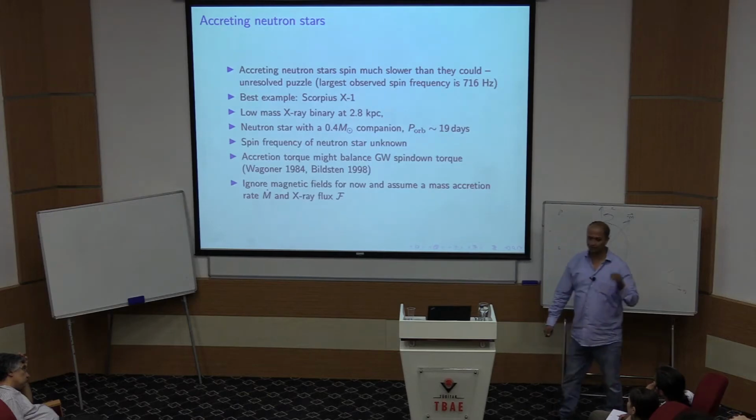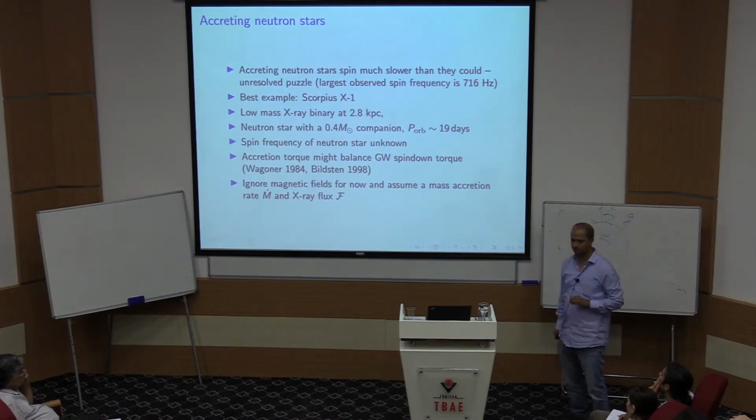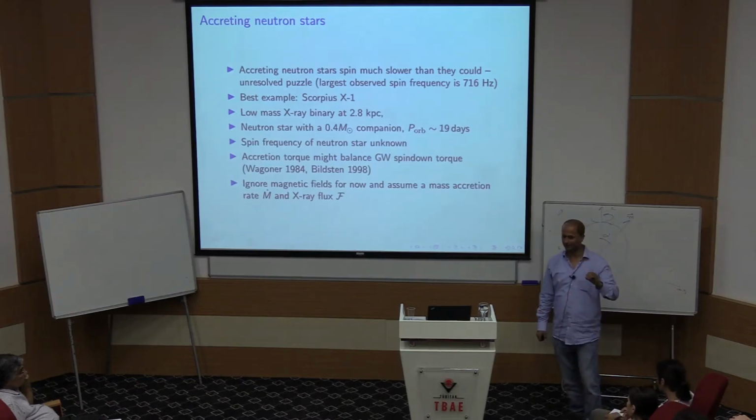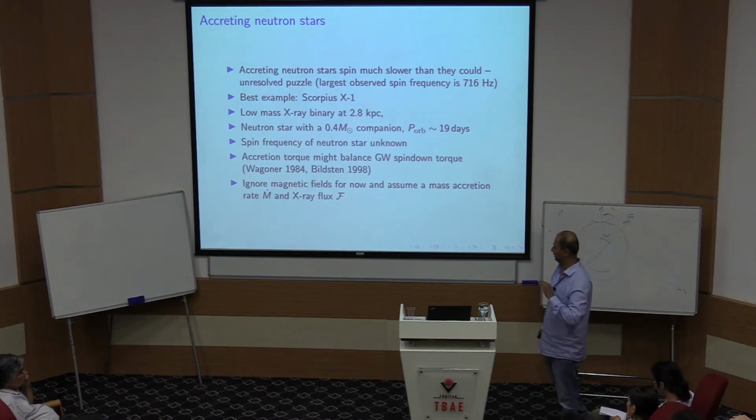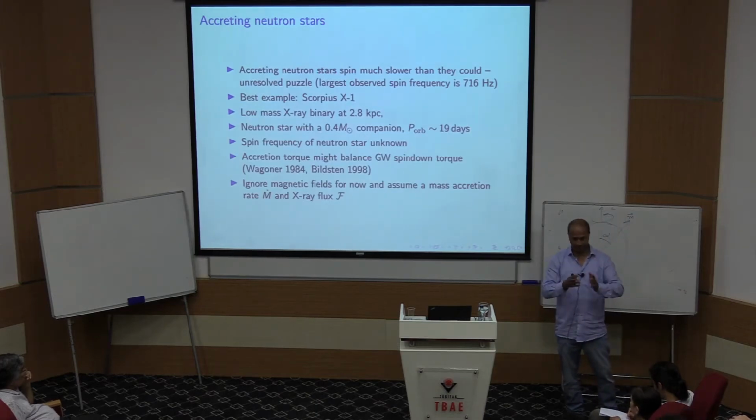The problem is that we don't know the spin frequency of the neutron star. This is the brightest X-ray source outside the solar system that we know. It's a beautiful candidate. If we knew the frequency, this would be great, but we don't. We know the orbit reasonably well, but the frequency is the big problem.